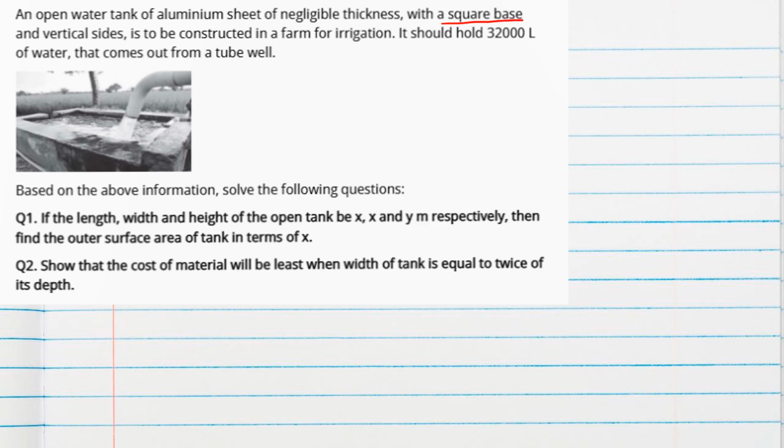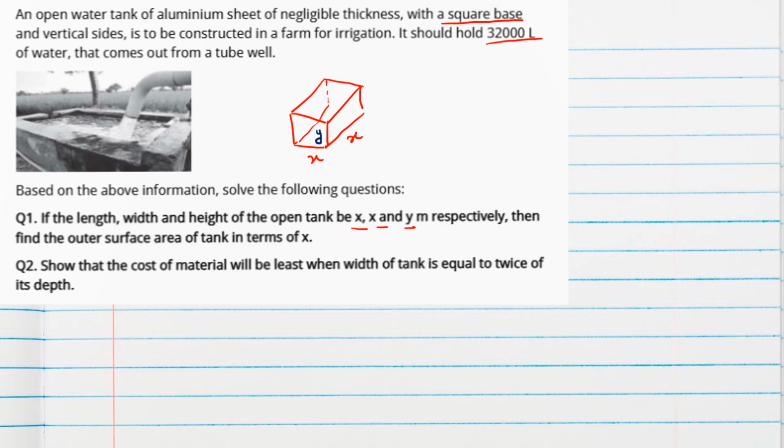It's to be constructed in a farm for irrigation and it should hold 32,000 liters of water that comes out from a tube well. So question 1: if you observe here, length, width and height are mentioned as x, x and y. So our box will be in this way, where this will be x only. Square base, so actually it is rectangular in shape, but we have to consider it like this: length and width will be x and height will be y.